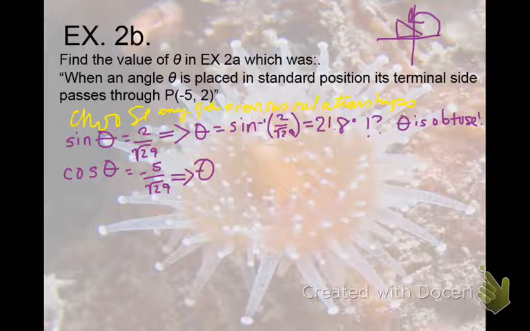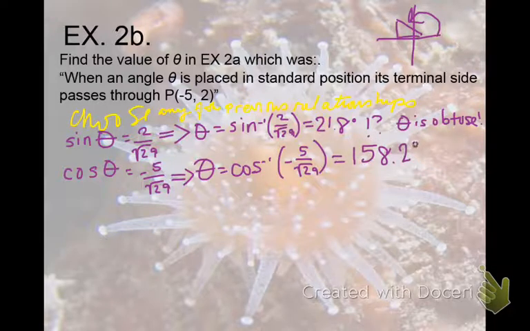Okay, so let's keep going with cosine. So, inverse cosine of negative, remember not to forget the negative, 5 over root 29 degrees. Let's see if it gets us 21.8 as well. It's not looking that way. 158.2 degrees, which definitely seems reasonable if you looked at that approximation that we drew before.